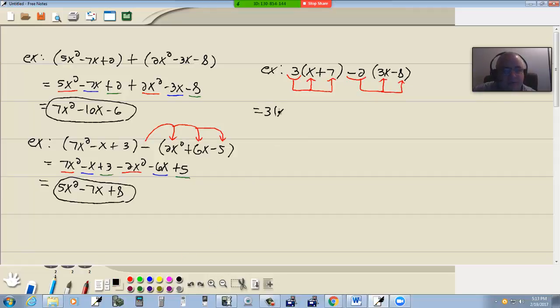So we're going to have 3 times x. Just follow the lines and see what to multiply together. And I'll have 3 times 7. Over here, I follow the lines. We've got negative 2 times 3x. And we've got negative 2 times negative 8.